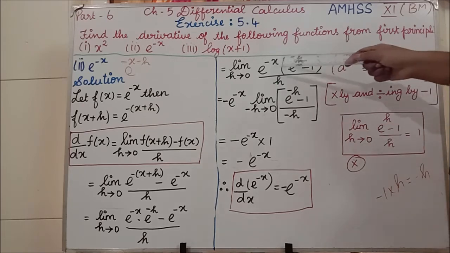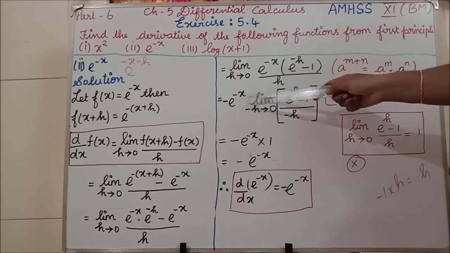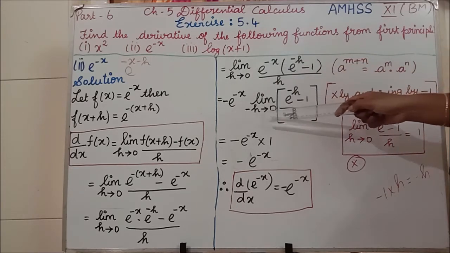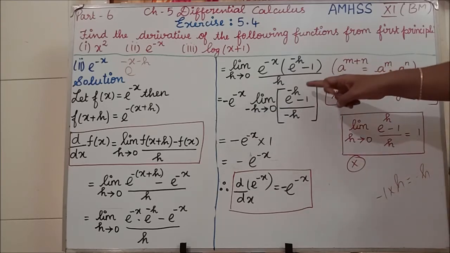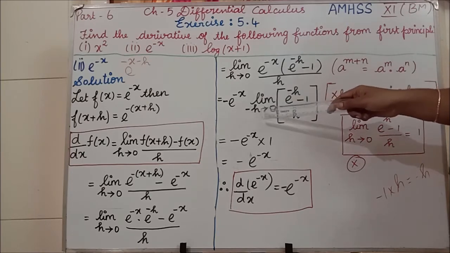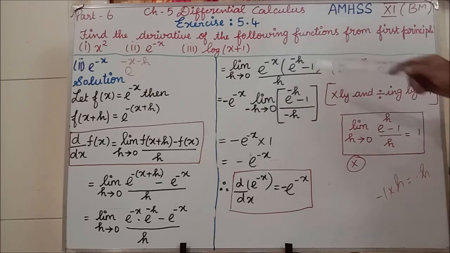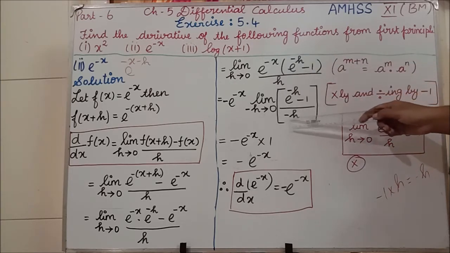Clear? This e power minus x went outside, so minus e power minus x, limit h tends to 0. Why are we writing minus h here? See, in the power we have minus h, so in the denominator also we need minus h. If here h, then here will also be h. If here minus h, then here will also be minus h. So we are changing in the limit: minus h tends to 0. Clear? The remaining is e power minus h minus 1 divided by minus h.